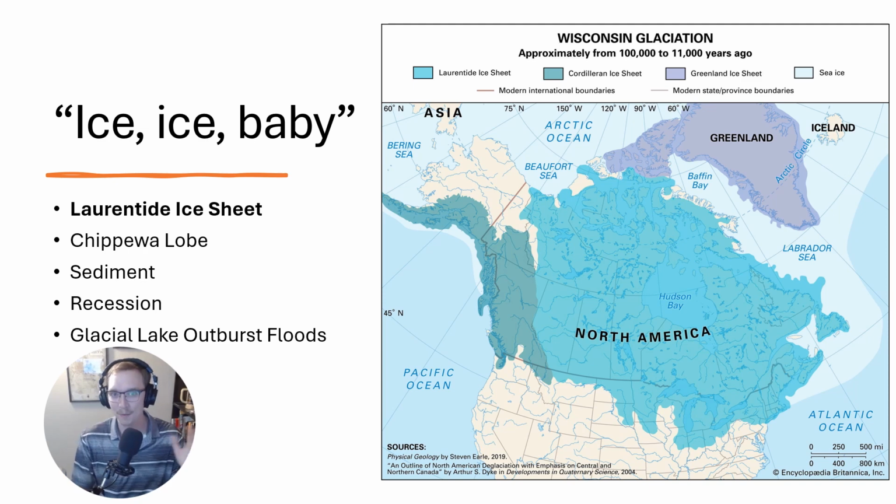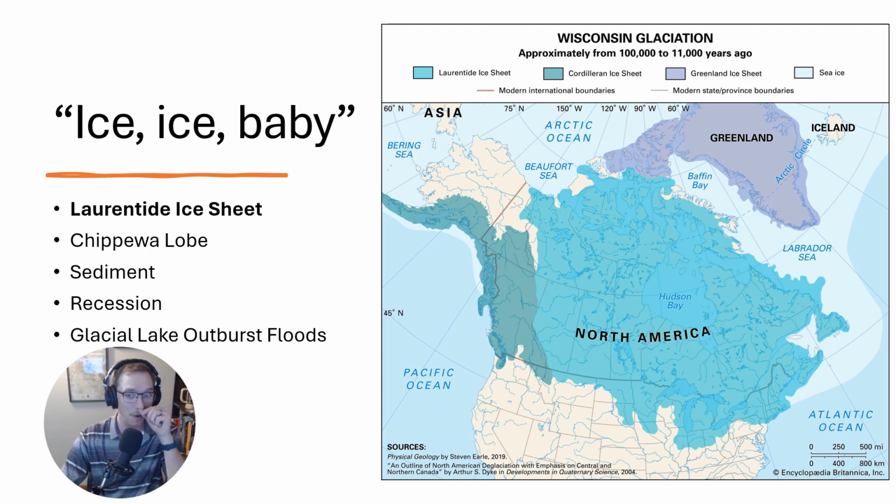Now, pay attention to the slide titles. I tried to name them fun things. Ice Ice Baby. Let's talk about glaciers. Now, more specifically, let's talk about an ice sheet. Now, an ice sheet is this massive continental scale thing. And we see it here. We see a few different ice sheets. We see the Laurentide ice sheet, which is the big light blue, the Cordilleran ice sheet, which is the darker blue, and the Greenland ice sheet.